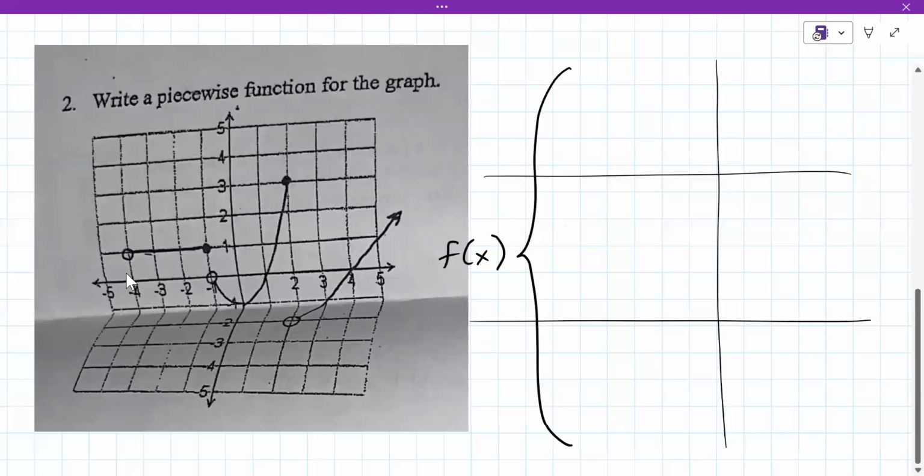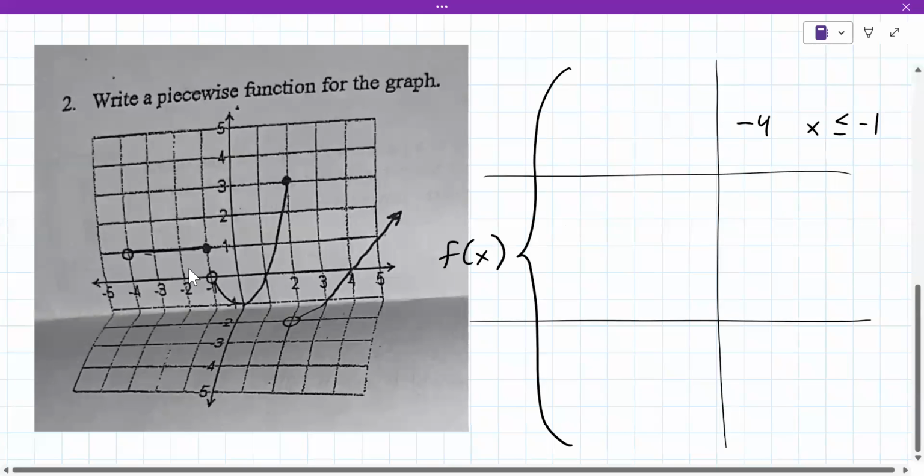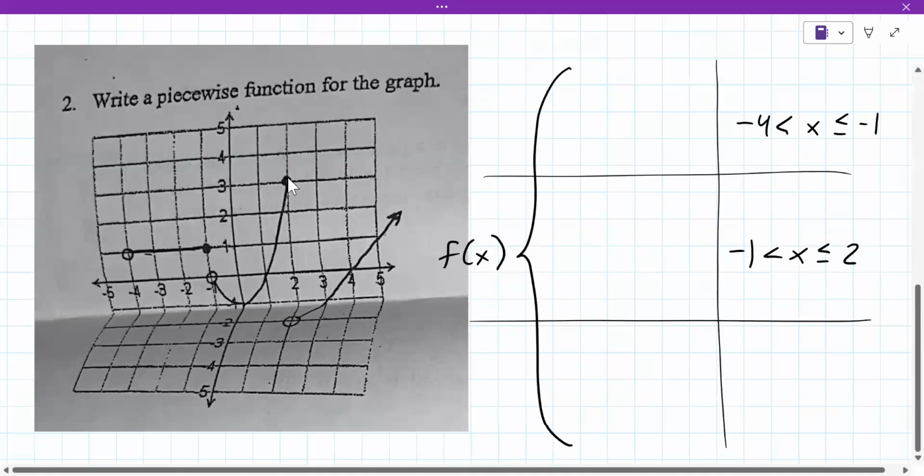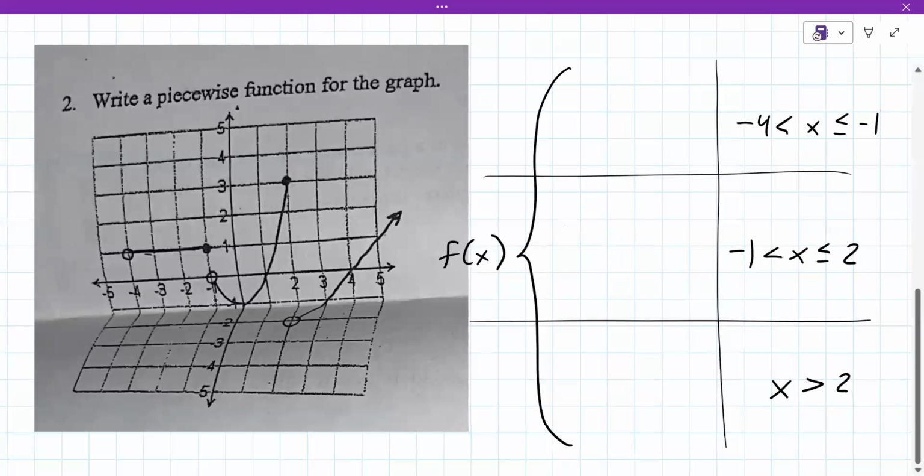The leftmost one goes from -4 to -1. Notice it includes -1. There's a filled in bubble there, but it does not include the other one. So we'll get to what it actually is, but I think, low hanging fruit, you've probably heard that. You try to do the easy stuff first. Domain is definitely easier than writing the function. The other one goes from -1 to 2. We're looking at the X values. -1 less than X less than or equal to 2. Filled in on the right for the same reason as the previous one, open bubble on the left. And then the last one is X greater than 2.